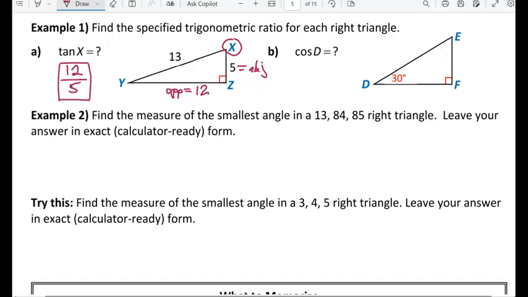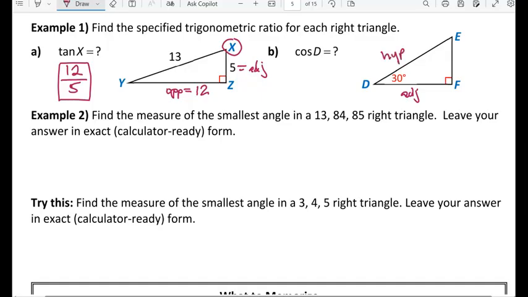In example 1b, we have cosine of angle D. So cosine of angle D is the adjacent over the hypotenuse.